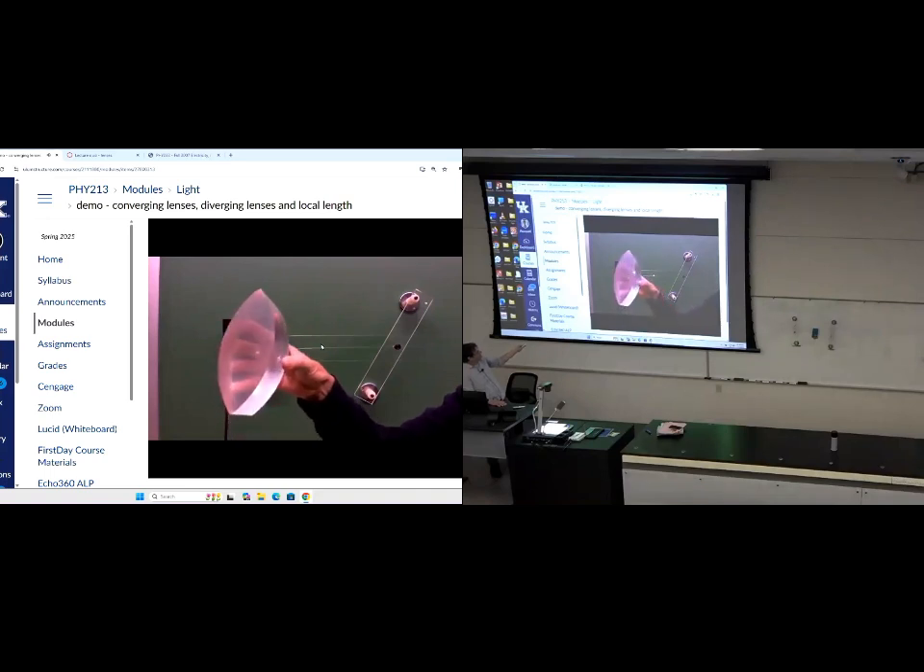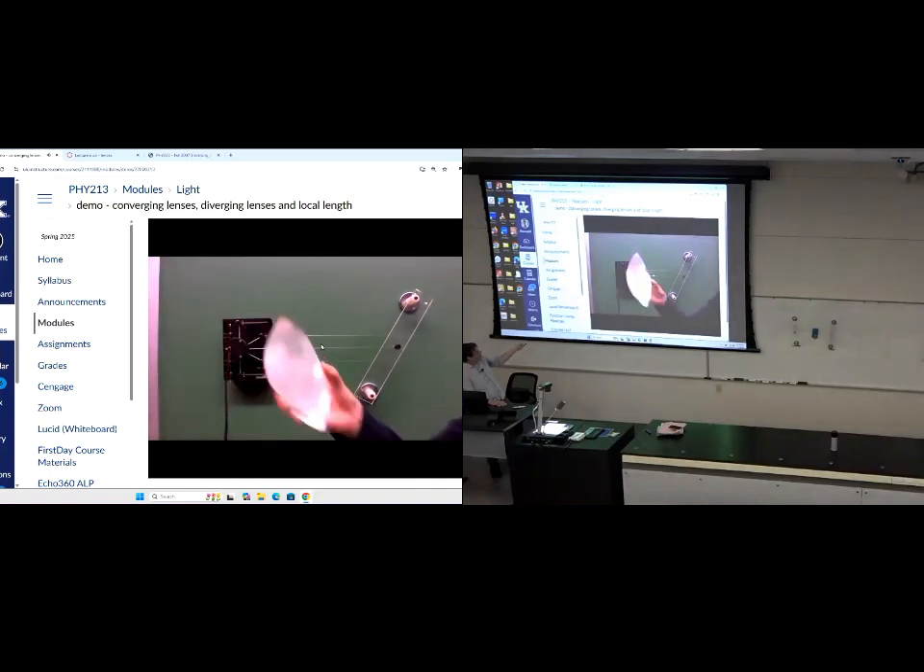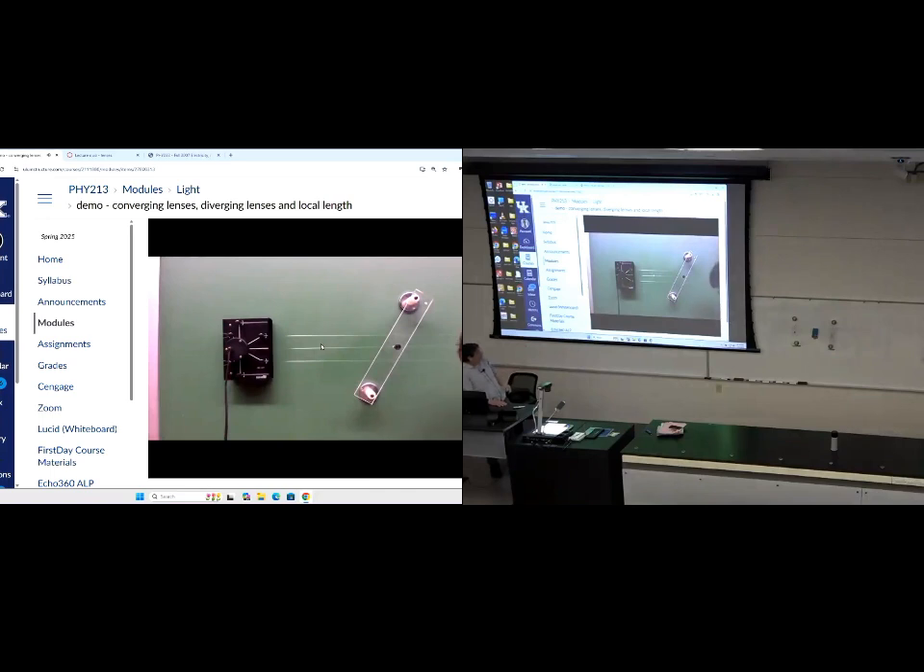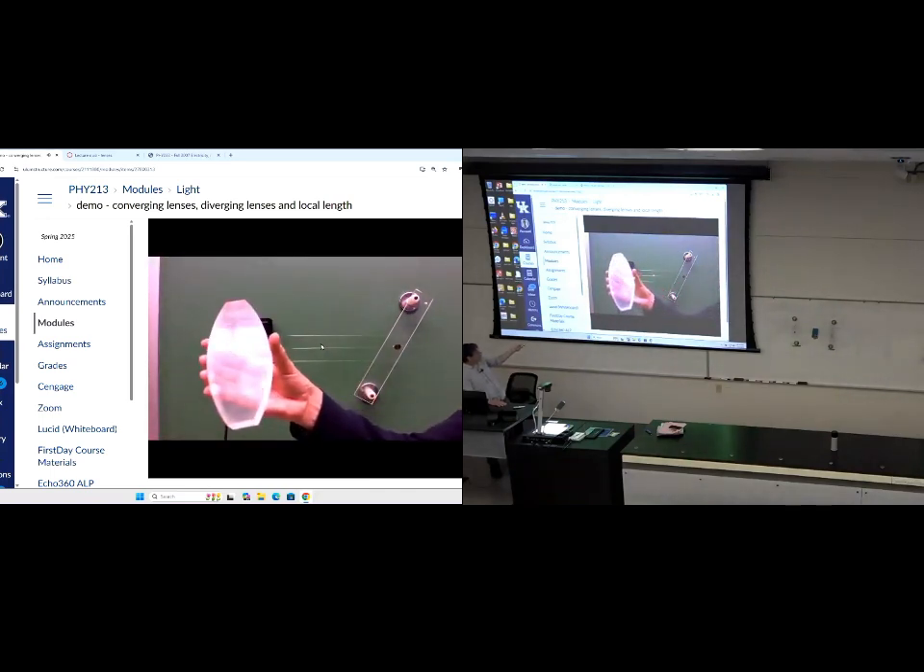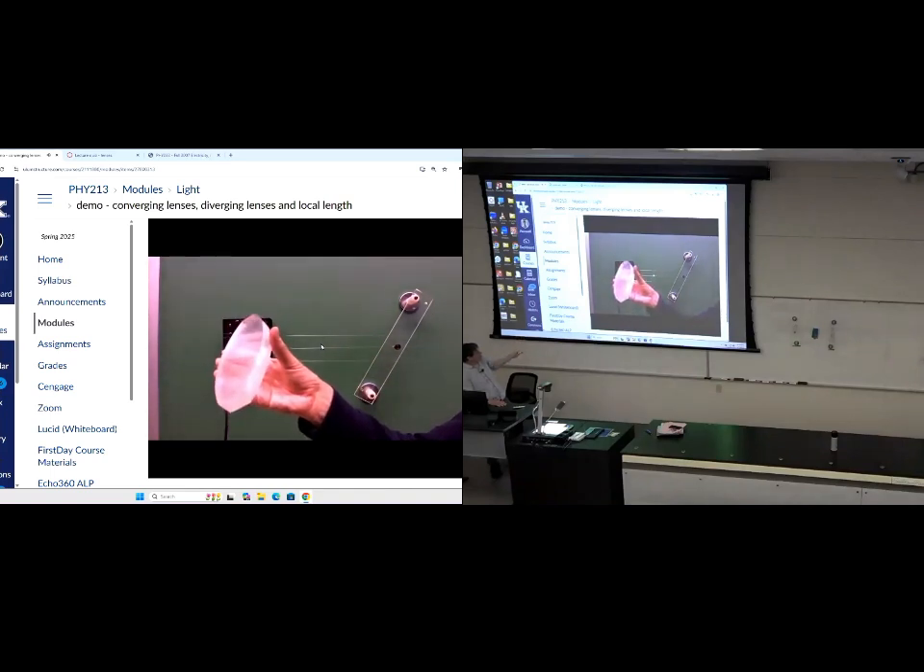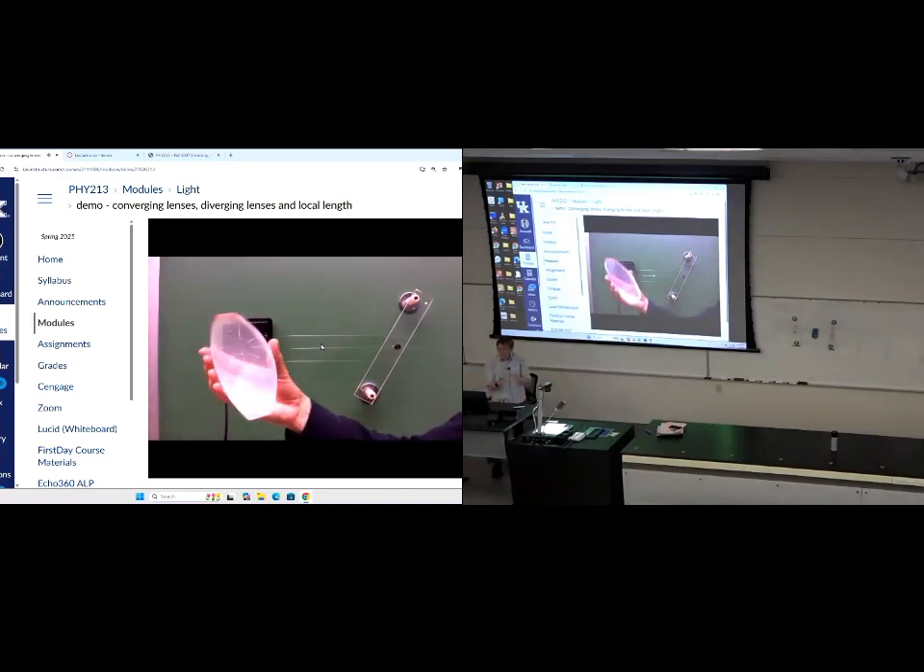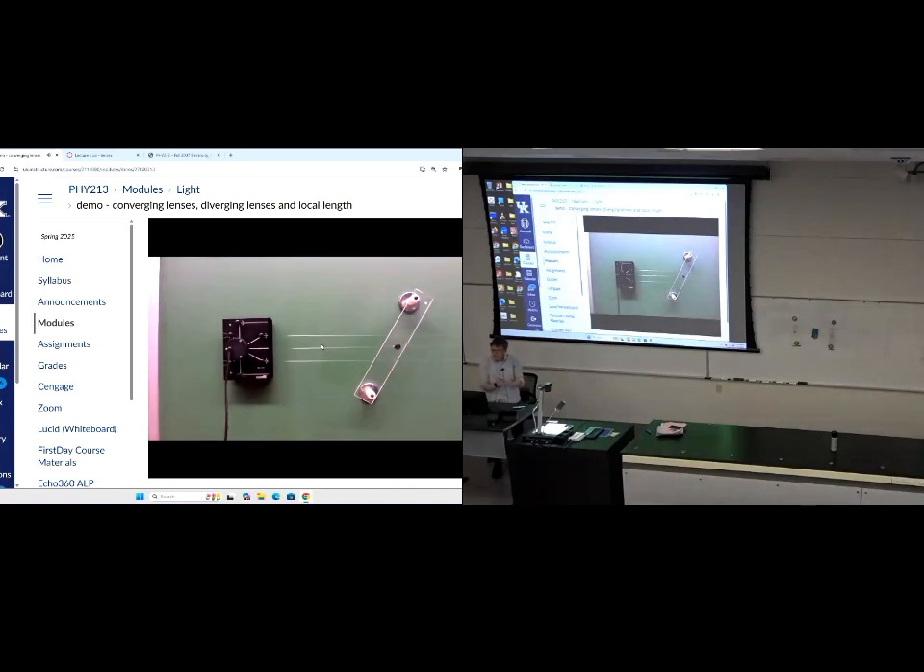Here's a converging lens. Look, it's thick in the middle and thin at the edges. Actually, this is another converging lens. It's also thick in the middle and thin at the edges, but it's less converging because it's not so dramatic, the extra thickness in the middle, the thinness at the edges.